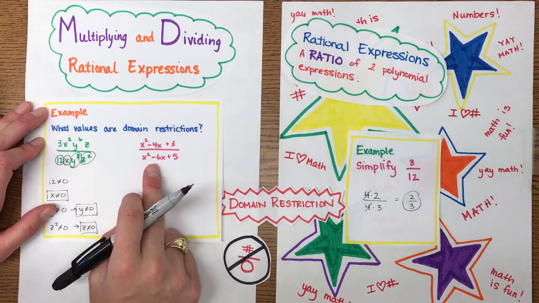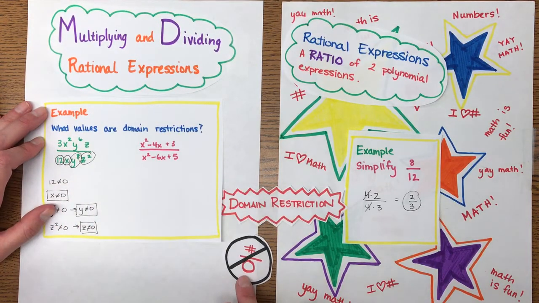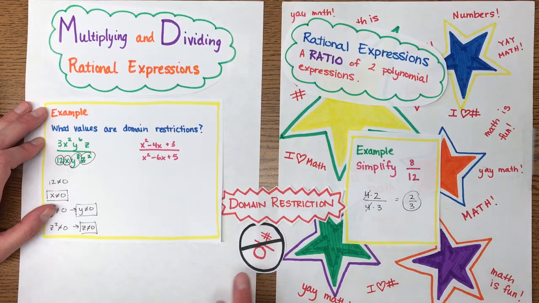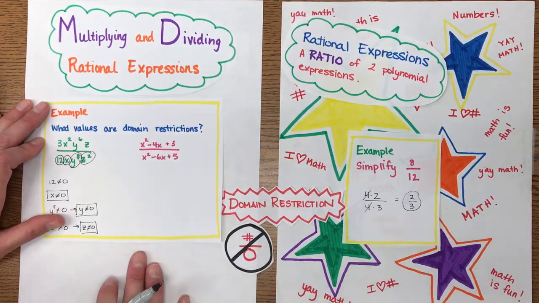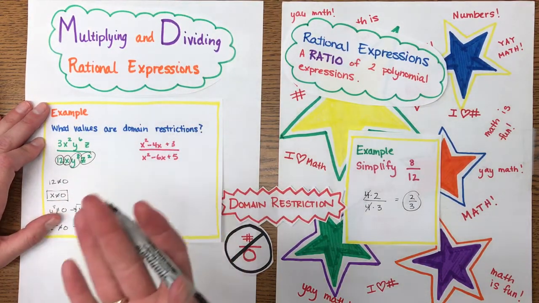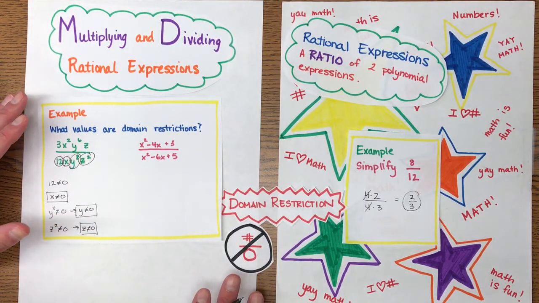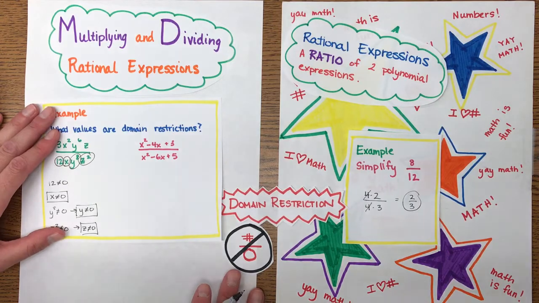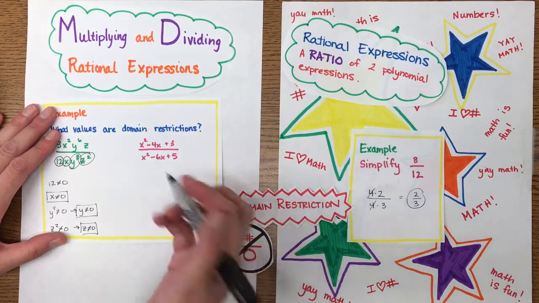When I look at my domain restrictions for this other problem, I'm looking for values that will make the denominator equal to 0. The easiest way to do this is to factor the denominator and set each factor so that it can't be equal to 0. I'm also going to factor the numerator because when I'm simplifying, I want to have a fully factored numerator and denominator. I'm not going to simplify this, but it's a good first step to get in the habit of.